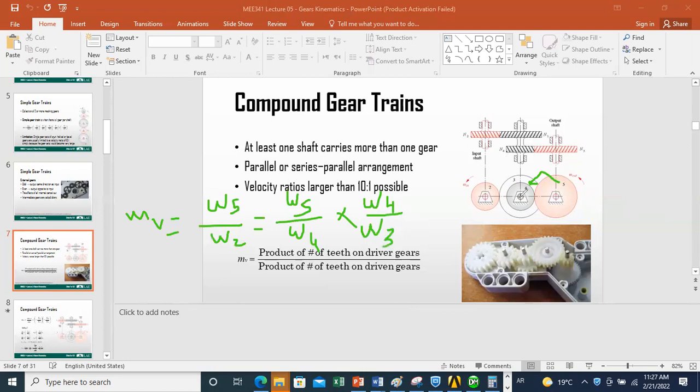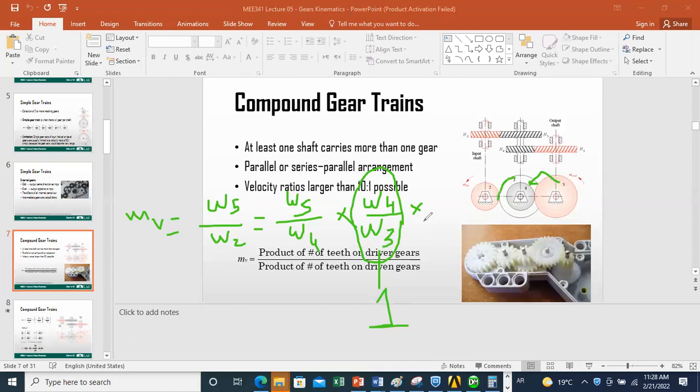3 and 4 are equal. If I do times omega 3 over omega 4, they are not in mesh, they are on the same shaft, same angular velocity. So I can replace omega 4 over omega 3 by 1. Okay, because they are on the same shaft, so they will have the same angular velocity. Now 3 is in mesh with 2.